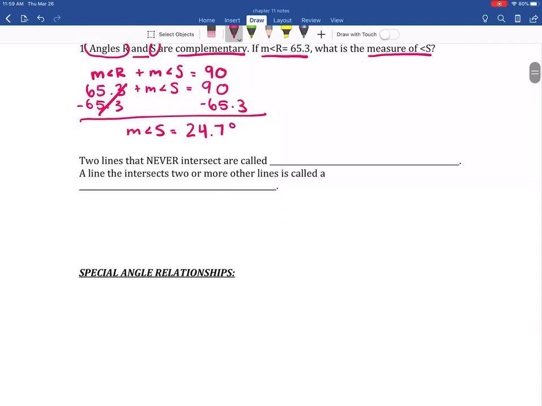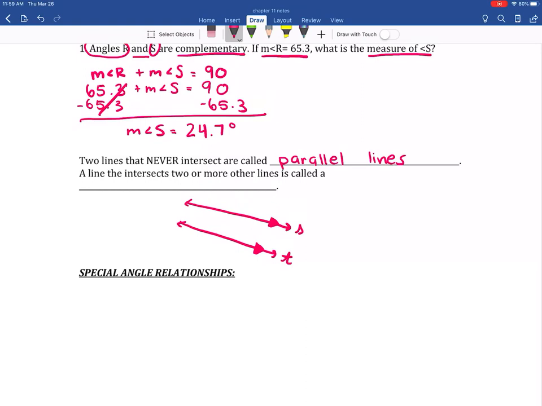Two lines that never intersect are called parallel lines. And we've talked about these a couple times in the last few chapters. So if I have parallel lines, they're never going to cross. When we were graphing them, that would mean they have no solution. Okay, let's say S and T. If they're parallel, they're going to have this little darkened arrow on both of them. So my lines aren't perfectly straight there, but that would tell me that they are perfectly parallel.